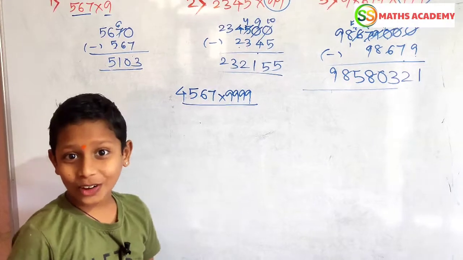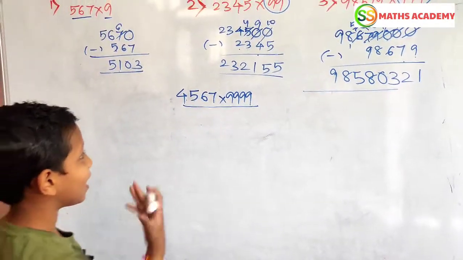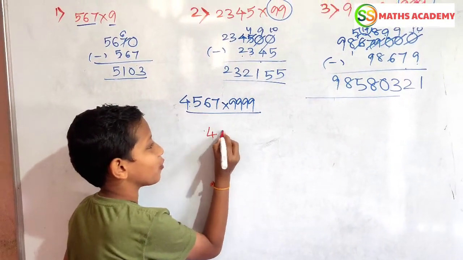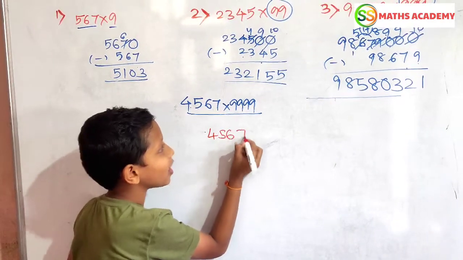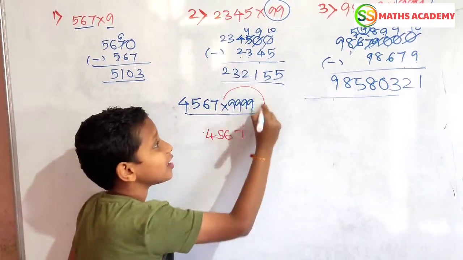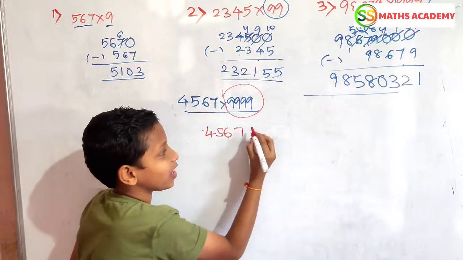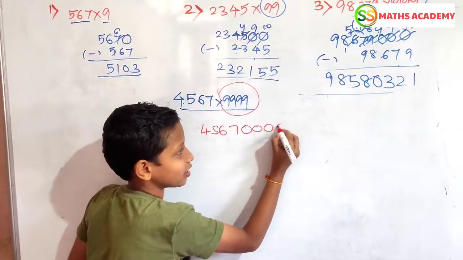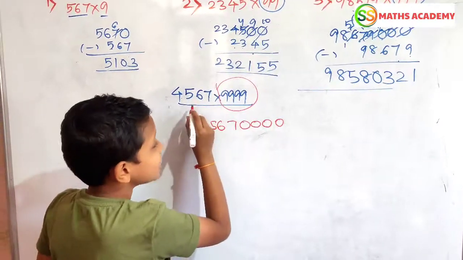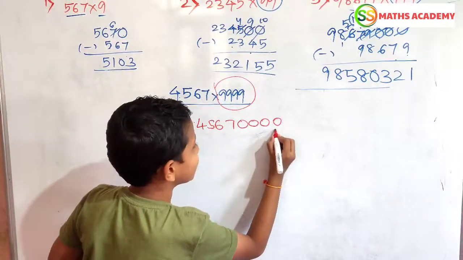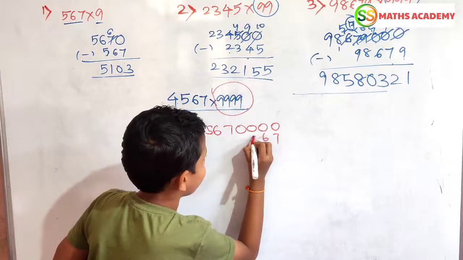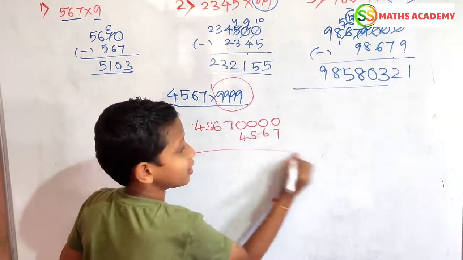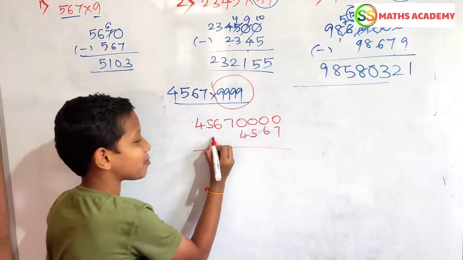Hi friends, I am going to explain this answer. Yes. 4, 5, 6, 7. Here how many 9s are there? 4 nines. We have to write 4 zeros here. The number as it is, write down here: 7, 6, 5, 4. Then we have to subtract.